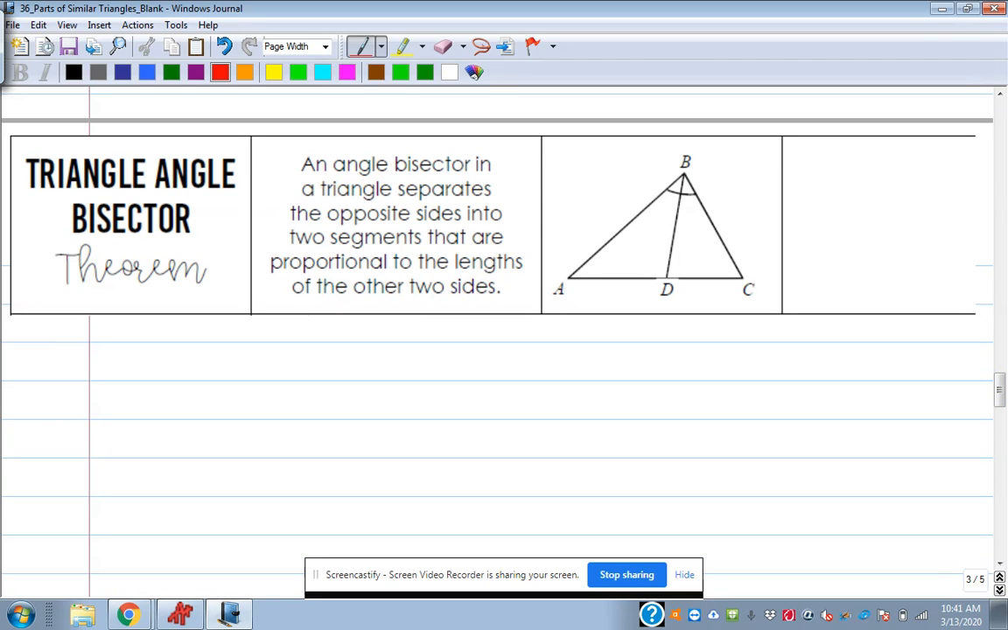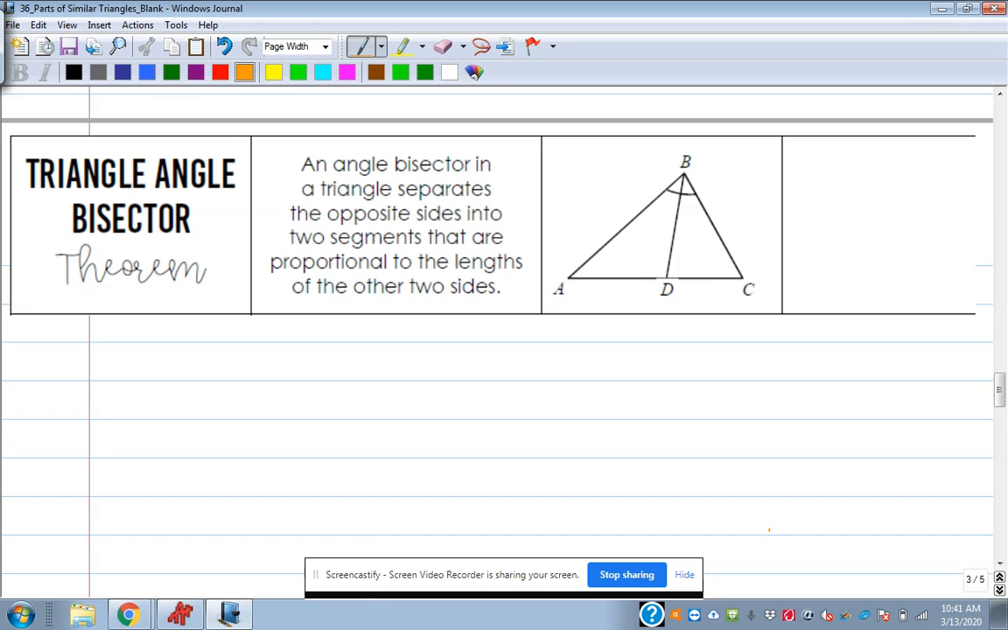The triangle bisector theorem. So this is one of them y'all discovered on Khan Academy we hadn't gotten to yet. And so I've extended all those to the end of next week anyway. So triangle bisector theorem: an angle bisector in a triangle separates the opposite sides into two segments that are proportional to the lengths of the other two sides.